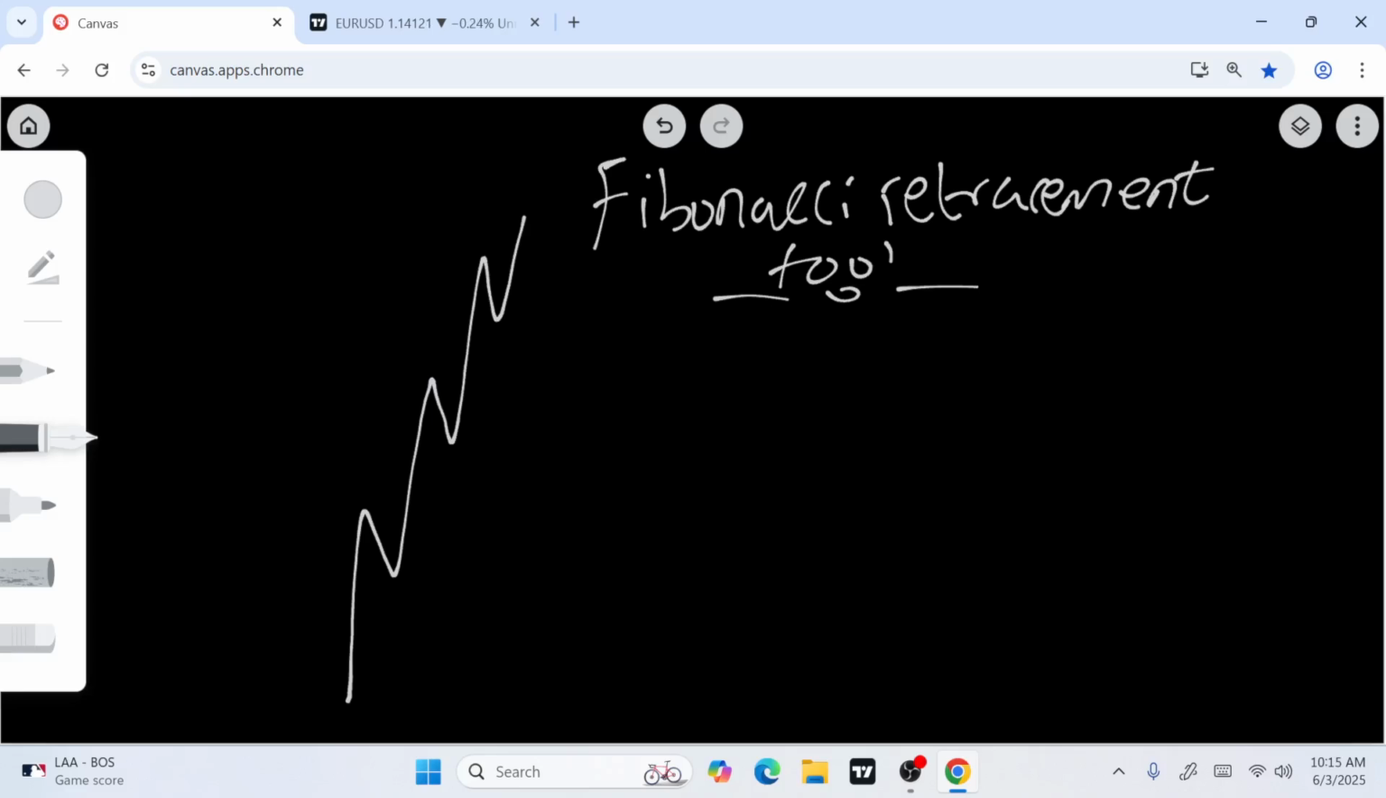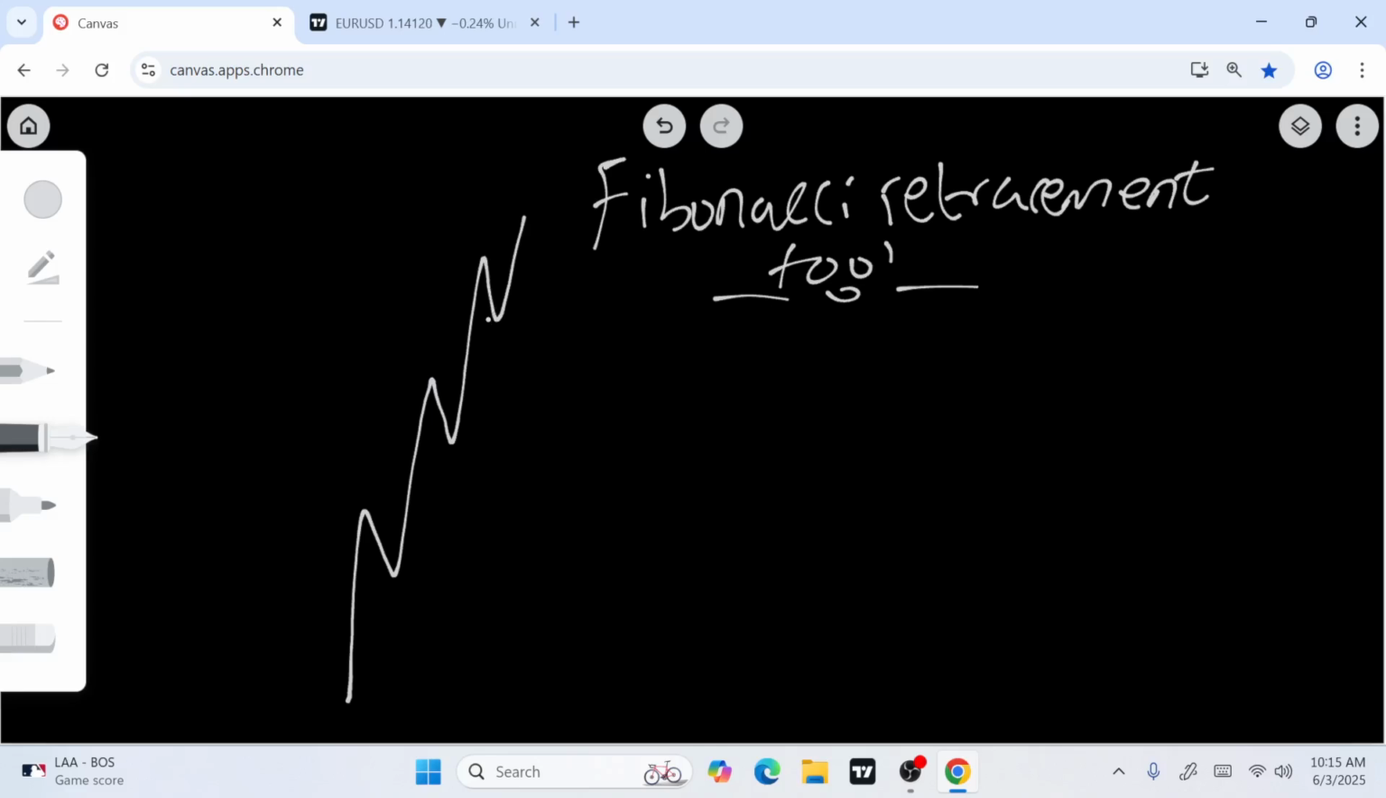So what is the impulsive movement here? This guy, this guy, this guy. Are you following? This line here is the impulsive movement. This is the retracement. This other one here is the impulsive movement. This is the retracement. This guy here is the impulsive movement. This is the retracement.